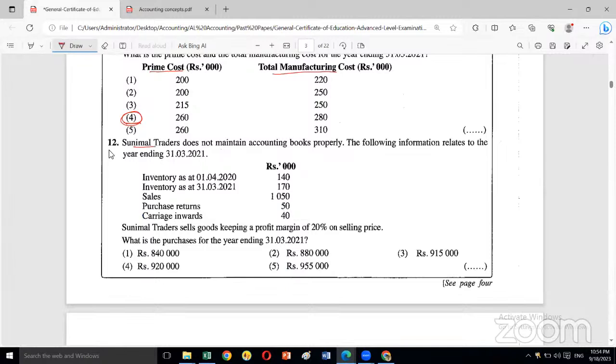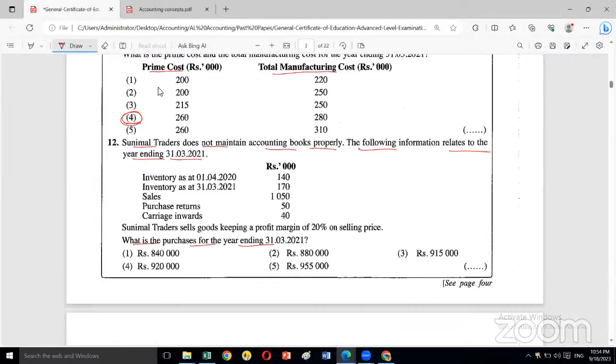Sunimal Traders does not maintain accounting books properly. The following information relates to the year ending 31/3/2021. They are asking, what is the purchase for the year ending? They ask you all to calculate the purchase. This is a sole proprietorship question. It's very easy. Or we can say it relates to incomplete records. Okay, this is very easy.